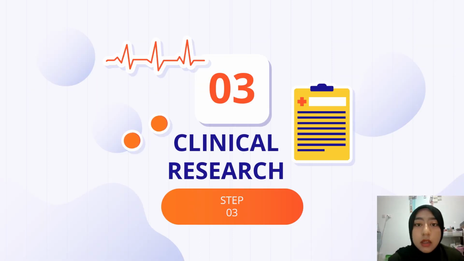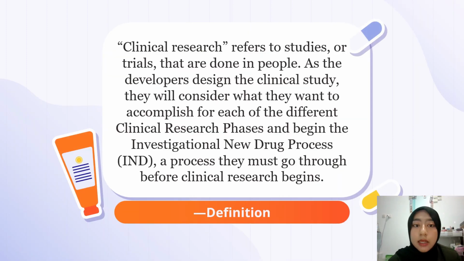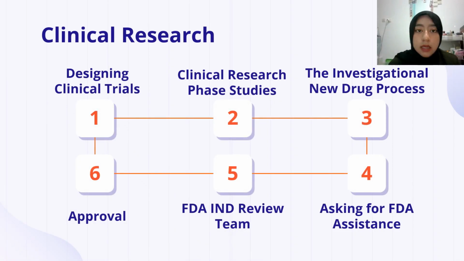Let's now take a look at step 3, clinical research. Clinical research refers to studies or trials that are done in people. As the developers design the clinical study, they will consider what they want to accomplish for each of the different clinical research phases and begin the investigational new drug process, IND, a process they must go through before clinical research begins. In this clinical research, there are 6 parts.